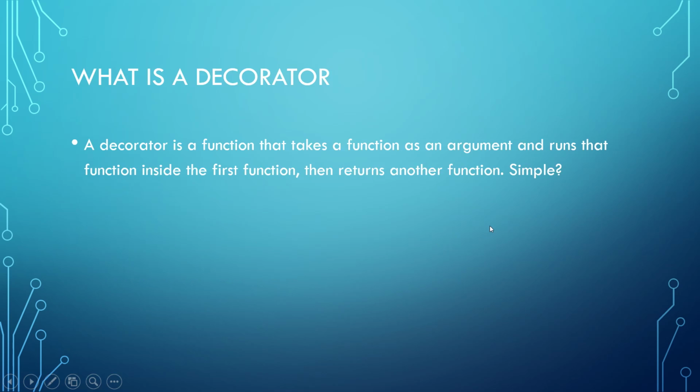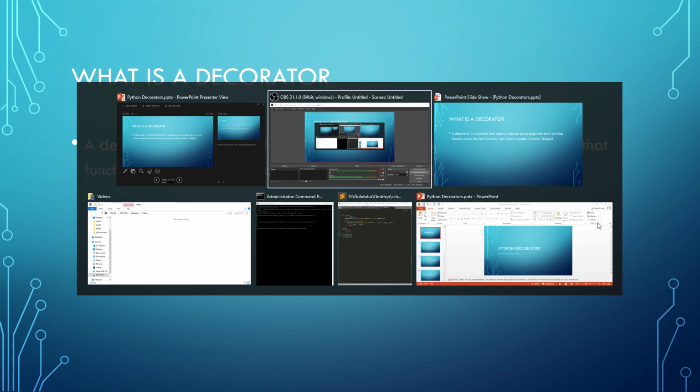So what's a decorator? A decorator is a function that takes a function as an argument and runs that function inside the first function, then returns another function. It's pretty simple, right? So let's take a look at an example to make it a little easier.